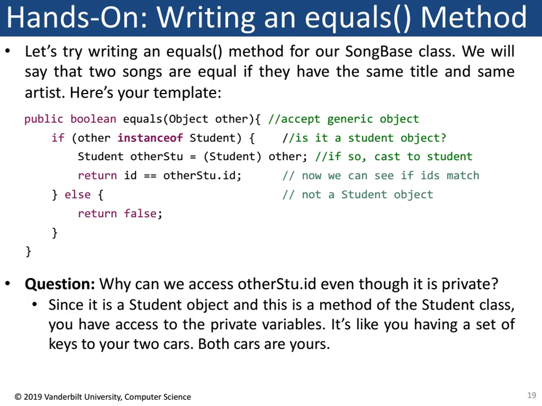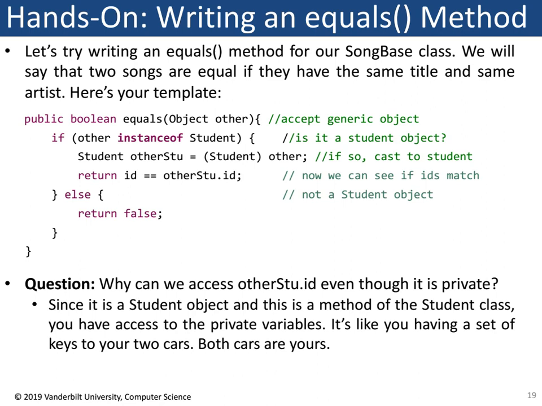So here's an example of what this looks like in code when we override the equals method. We would have public Boolean return type, because equals is always going to return true for yes, they are equal, or false for no, they are not. The name is equals because we're overriding the default equals method, and it accepts some generic object type, and we're calling it other. The first thing we have to do is to check if other is an object of type Student. The way to do this is to use the keyword instanceof. It's not exactly a method, it's a keyword.